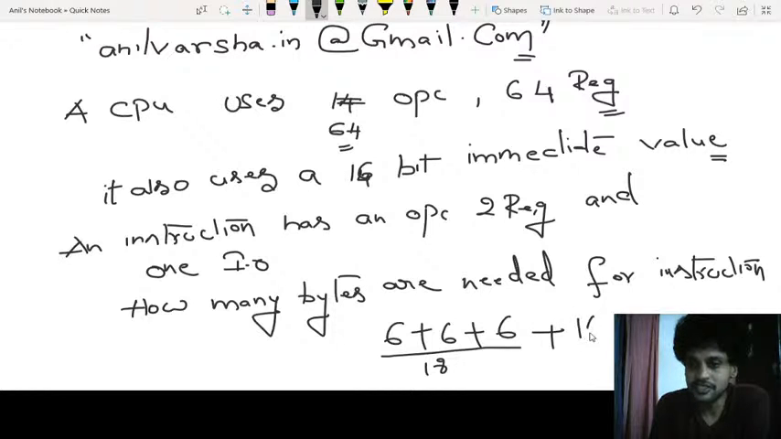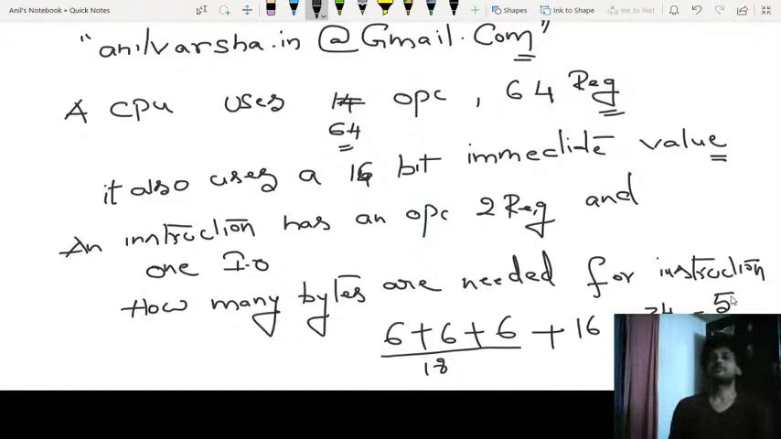Plus the 16-bit immediate operand, which will give you a total of 34 digits. 34 digits means 4 bytes plus 2 digits. 4 bytes are equal to 32, but we do have 2 additional digits. Can we organize 2 additional digits separately? No. Even if you have 2 additional digits, I do require a complete byte, which requires a total of 5 bytes in order to accommodate this instruction. Did I make myself clear?